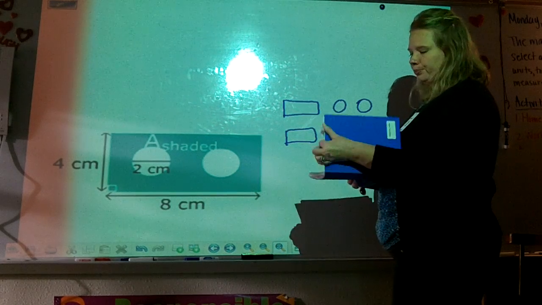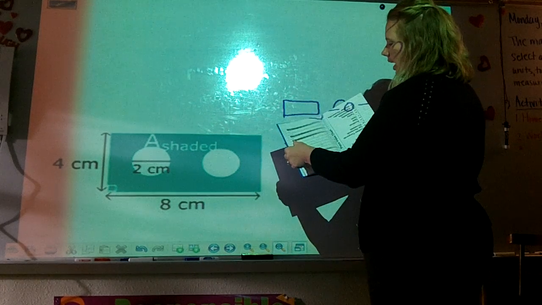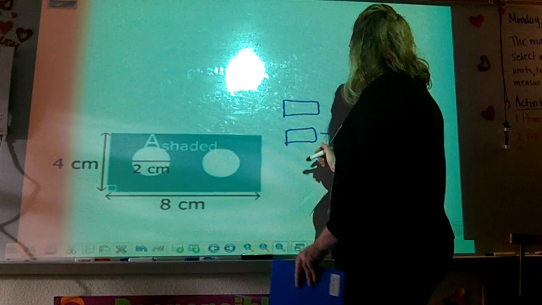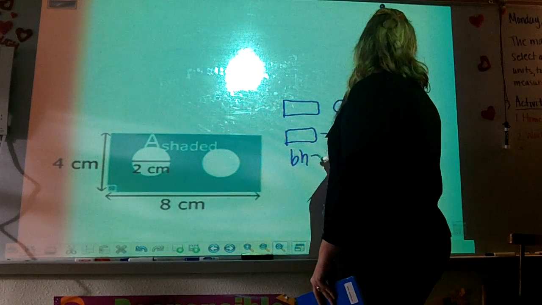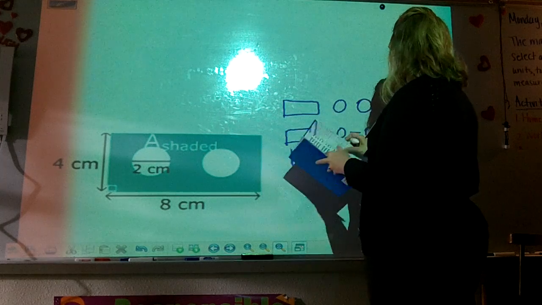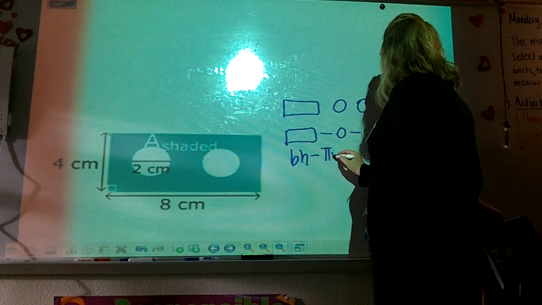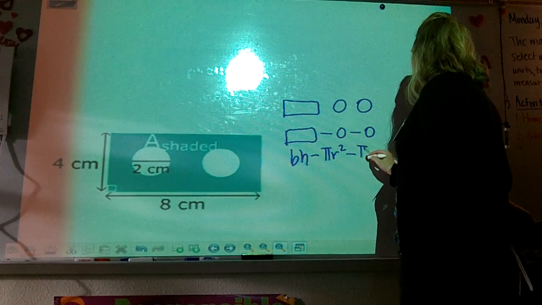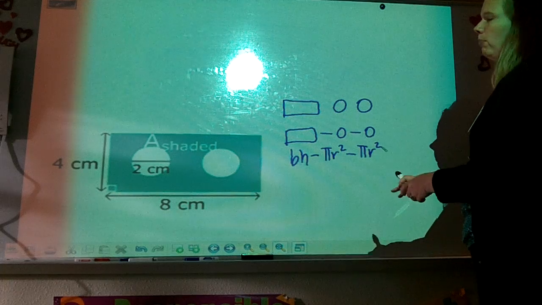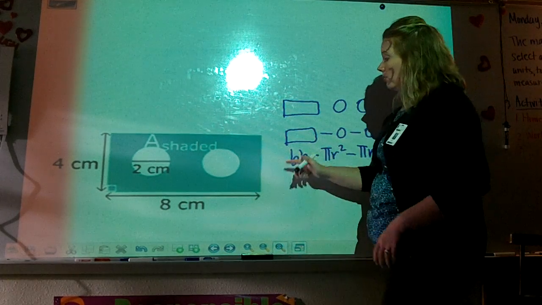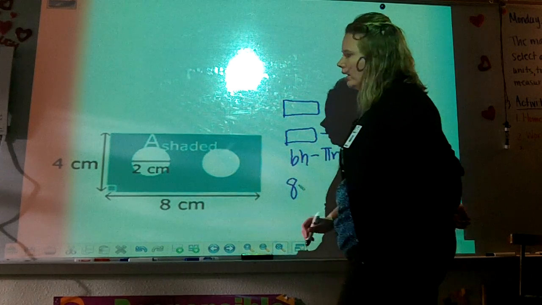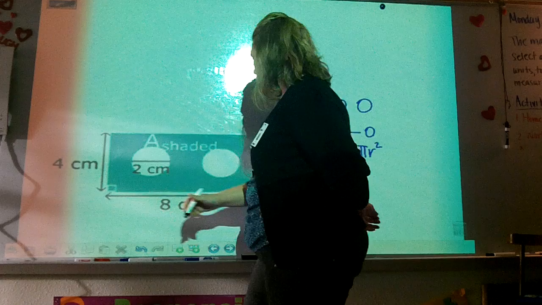Alright, my next step is to look at my mathematics chart and find the area of a rectangle and the area of a circle. When I look for the section that says area of a rectangle, I find that the area is base times height. And I subtract the area of one circle, which is pi r squared. And I do the same thing, same formula for any circle, pi r squared. Alright, so now I need to find the base of my rectangle. The base of my rectangle is 8, and the height of my rectangle is 4.